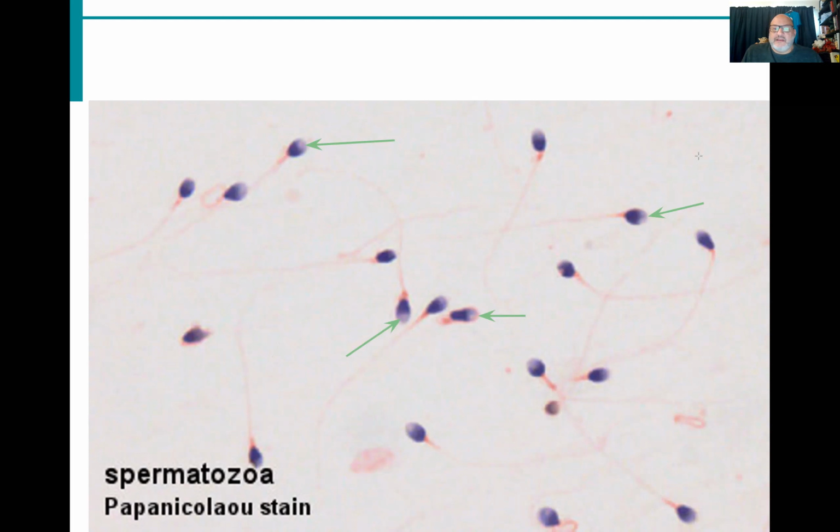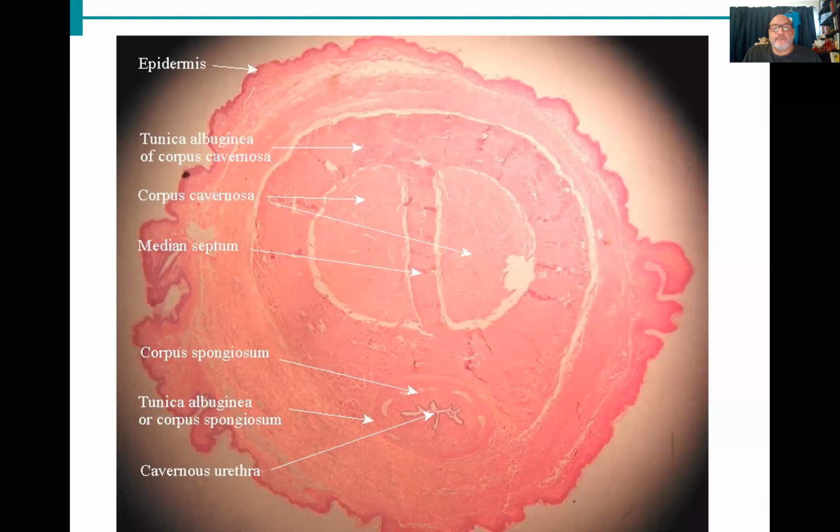All right. And again, that's pretty much all we need to know for the sperm. There's not a whole lot about them. They're just basically a chromosomal missile. The last histological thing we need to be able to identify is the penis. Notice the easiest thing to recognize is the urethra, because we've seen that before.